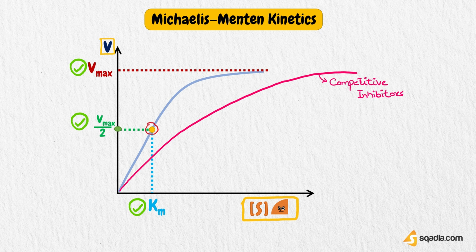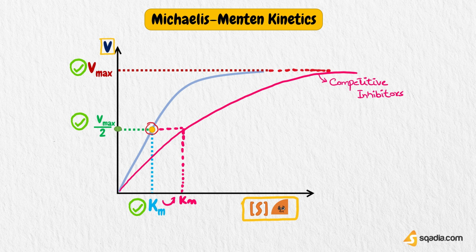But if enough substrate was added, the inhibition may be overcome, and you can still achieve Vmax. However, because of the presence of inhibitors, Km is shifted to the right. What that means is that in the presence of a competitive inhibitor, the Vmax is the same, but the Km becomes higher.